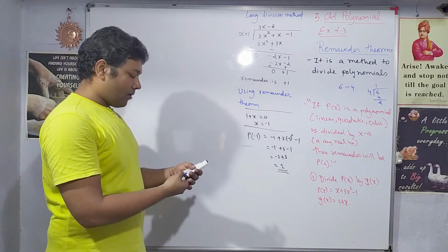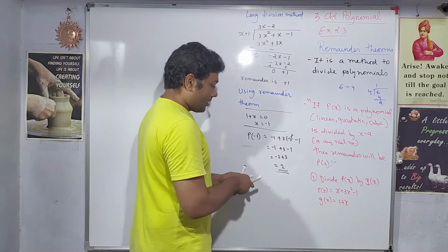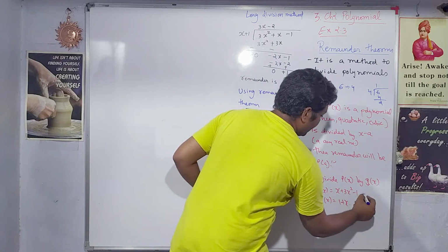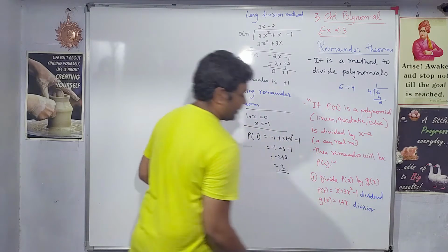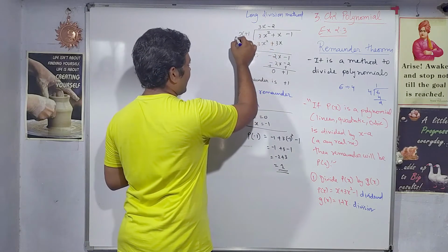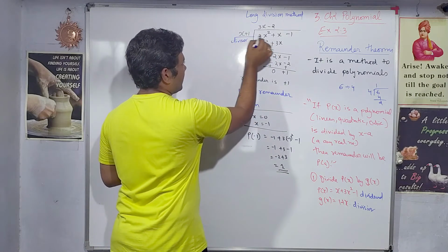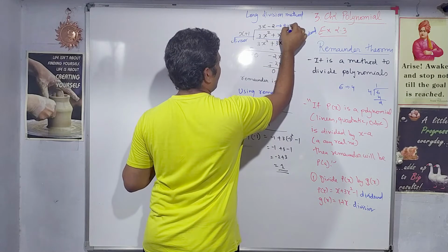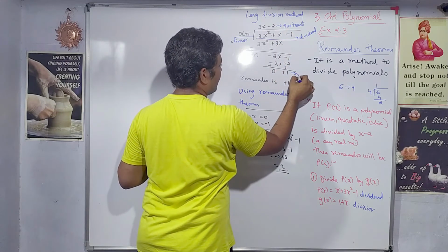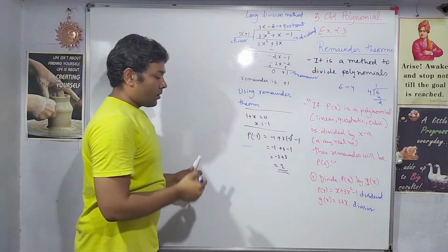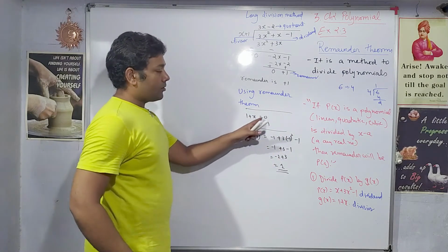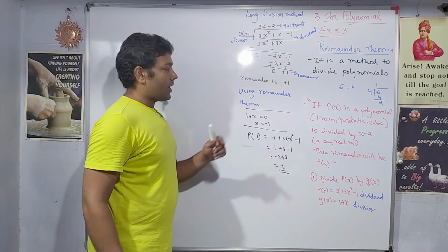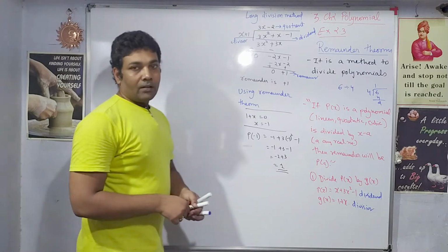G of x, here G of x, it is called as a divisor. P of x is a dividend. These terms you must understand, right? This is a divisor. This is dividend. This is quotient, and this is the remainder, right? So whatever divisor you have, that divisor first you will equate it with the 0. You will find out some value. This value you will substitute in the polynomial to find out the remainder, right? Let us look at the another question.